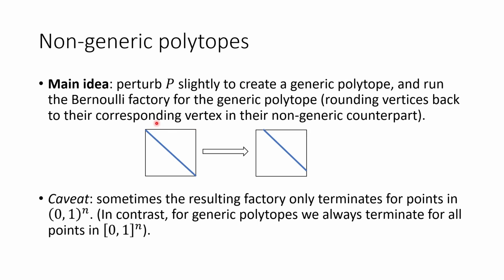There is a tiny caveat, which is that sometimes the resulting factory is not guaranteed to terminate for points which have coordinates which are 0 and 1. So it sometimes only terminates for points in the open hypercube (0,1)^n. In contrast, for generic polytopes, it terminates for every single point in the closed hypercube [0,1]^n. It's an interesting open question to understand when exactly this happens. We have some partial results, but in general it's still open.